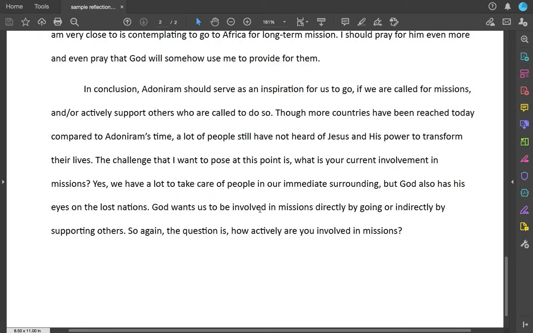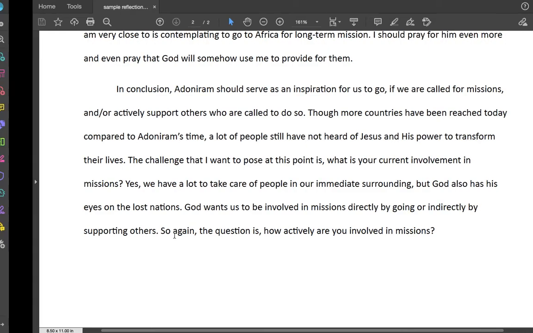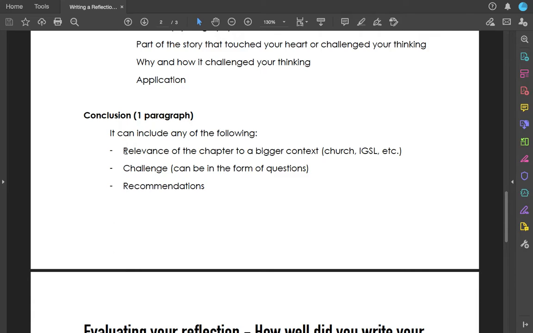God wants us to be involved in missions directly by going or indirectly by supporting others. So again, the question is, how actively are you involved in missions? Okay, now what did I try to do here? Did I talk about the relevance of the chapter? Did I talk about the challenge? Or did I talk about recommendations?